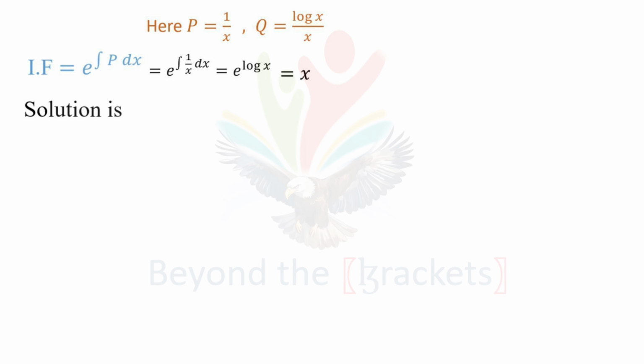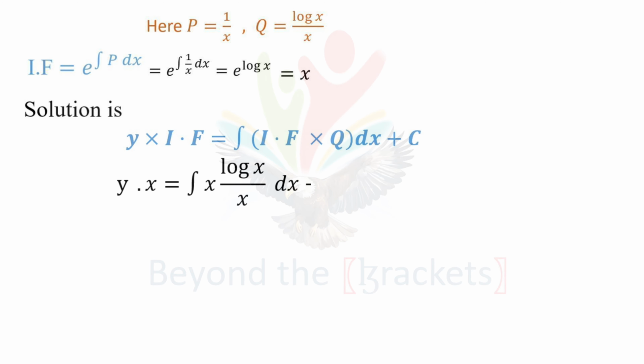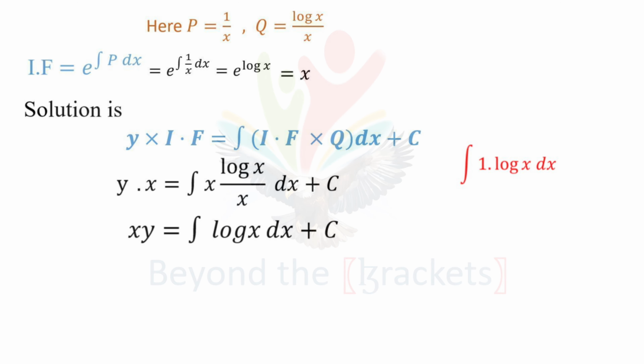Solution is given by y into integrating factor is equal to integration of integrating factor into q with respect to x plus c. Substitute x as integrating factor and log x by x as the value of q. We get integration of log x with respect to x plus c. The integration of log x can be written as integration of 1 into log x. According to the ILATE rule, log x is taken as the first function and 1 as the second function.